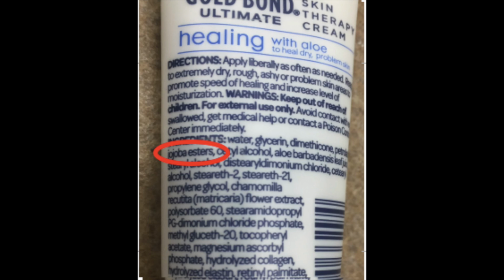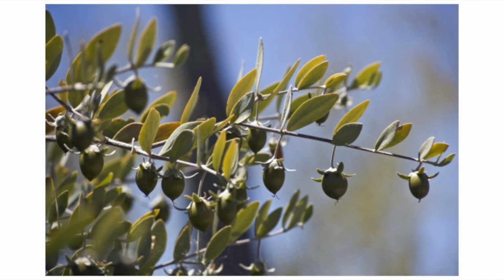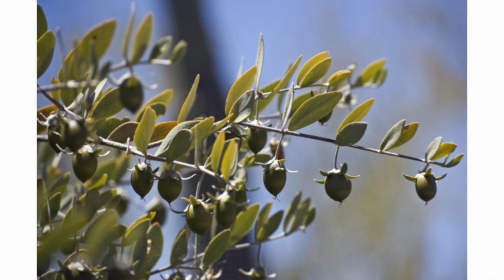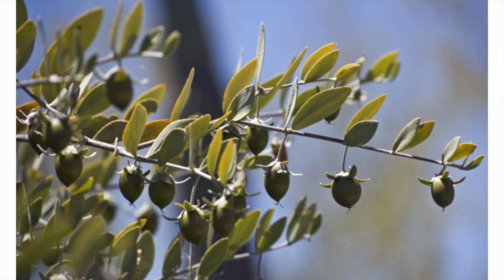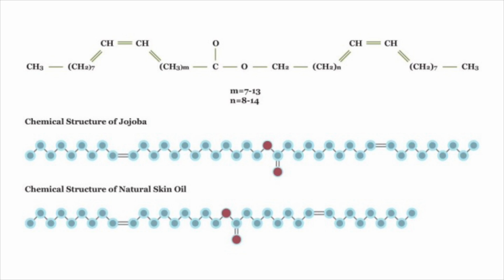Jojoba esters are obtained by hydrogenation or transesterification of jojoba oil. The oil itself is found in the crushed bean of the jojoba shrub in the Sonoran Desert of northwest Mexico and regions in Arizona and California.